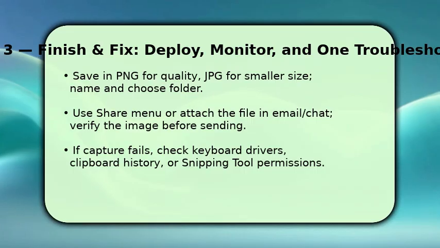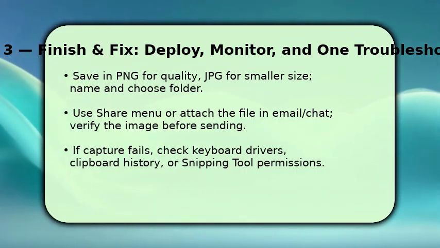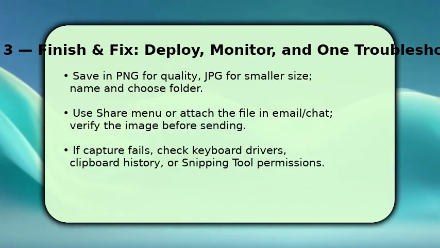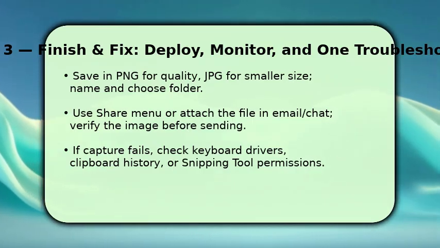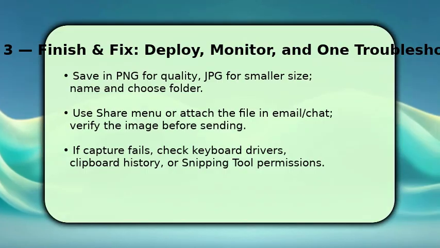If nothing appears after a capture, troubleshoot. Make sure keyboard shortcuts are enabled, check clipboard history, and confirm the Snipping Tool or screenshot utility has permission to run. If keys still fail, restart the app or reboot the machine, then retry.